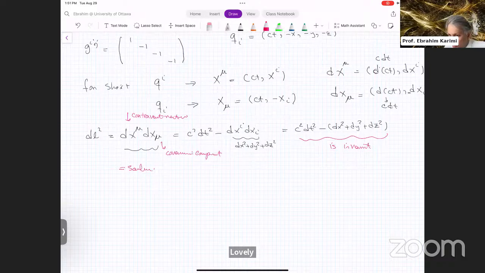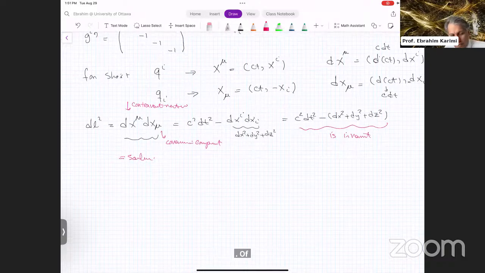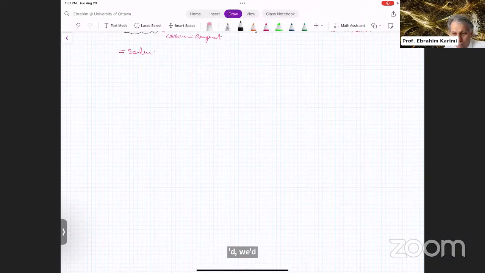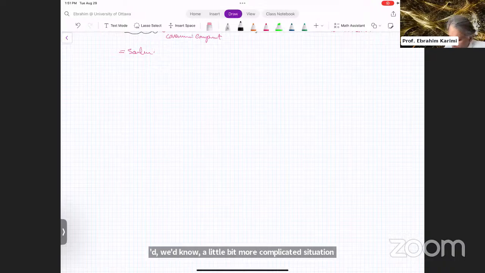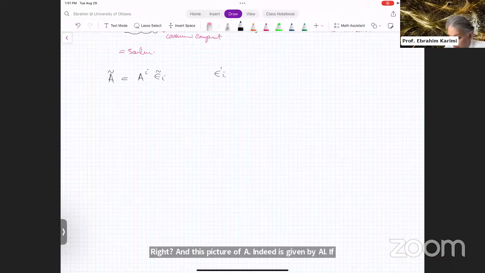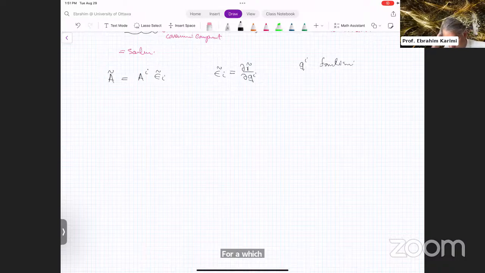Of course, thank you. So let's go now to a little bit more complicated situation, and let's consider something more interesting. Assume that we have a vector A, and this vector A indeed is given by A^i ε_i. We just discussed that ε_i is the derivative of r with respect to q^i, and that was given in the q^i formalism, which is the contravariant formalism that I had.